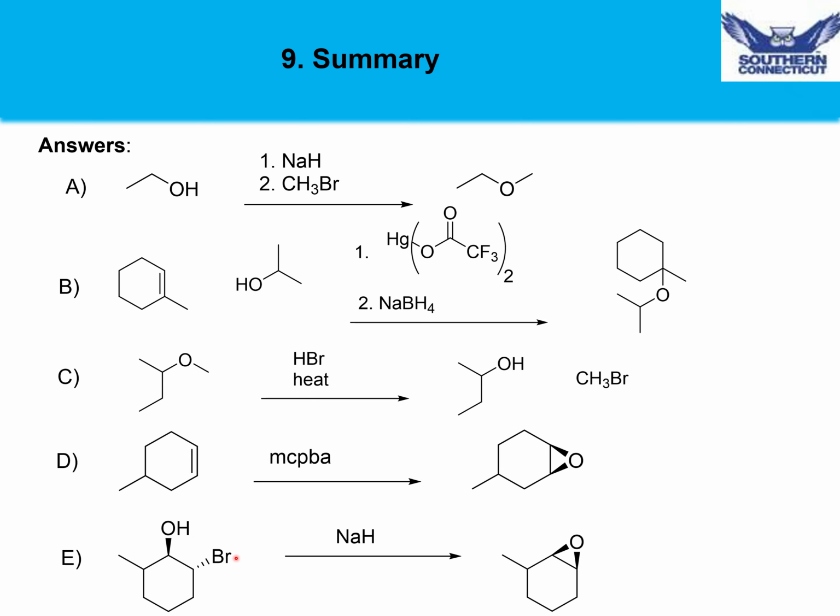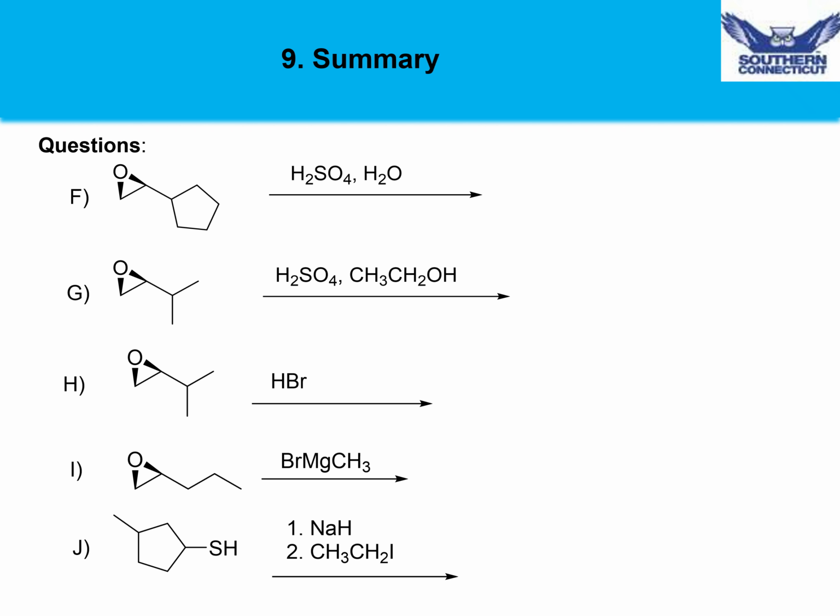A transhalohydrin treated with base will lead to an intramolecular Williamson reaction, where the alcohol will be deprotonated, turning it into an alkoxide, a much better nucleophile than the alcohol. That oxygen will then attack this carbon and eliminate the bromine, resulting in an epoxide.